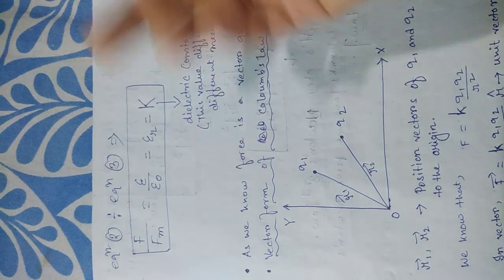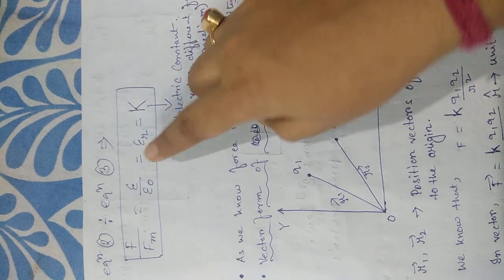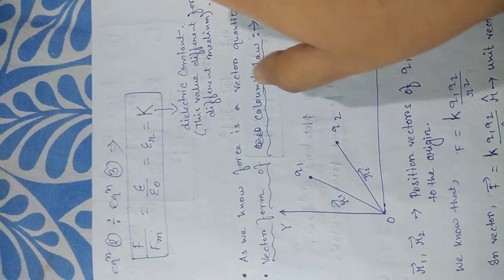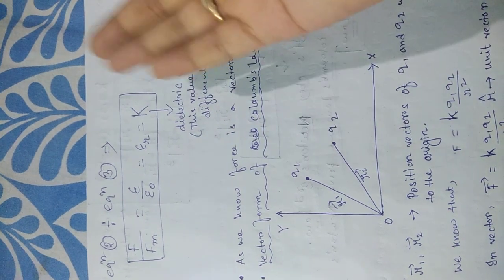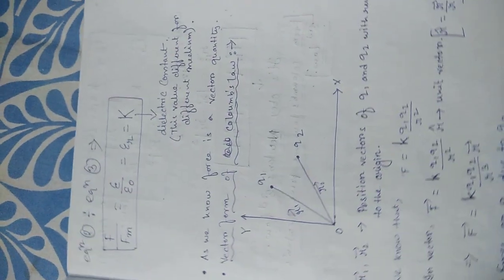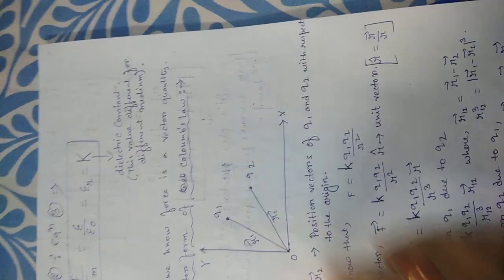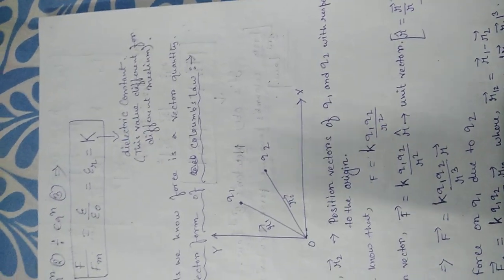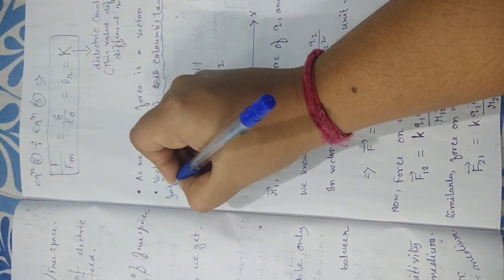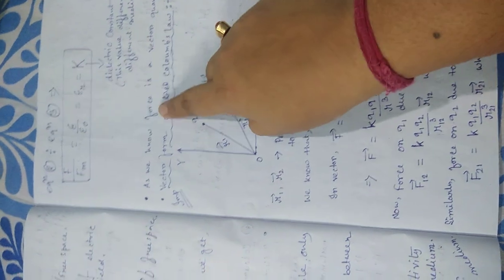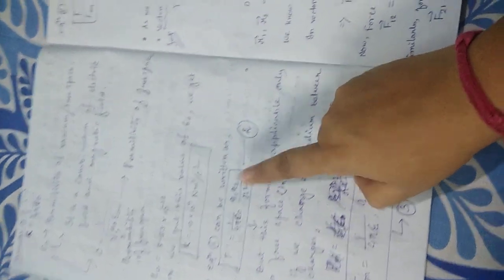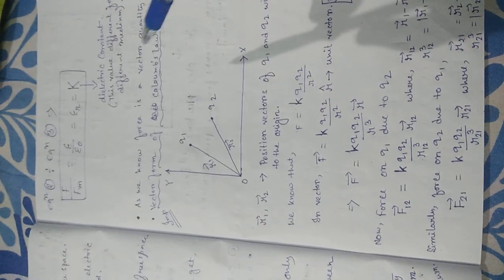This value also is different for different media, and as we know, force is a vector quantity. Okay, so this is the simple form of Coulomb's law. Now the vector form of Coulomb's law. This is a very important topic because we also learned vectors in class 11. Because force is a vector quantity, we represent this equation in vector form also. How do we represent the vector form of Coulomb's law?